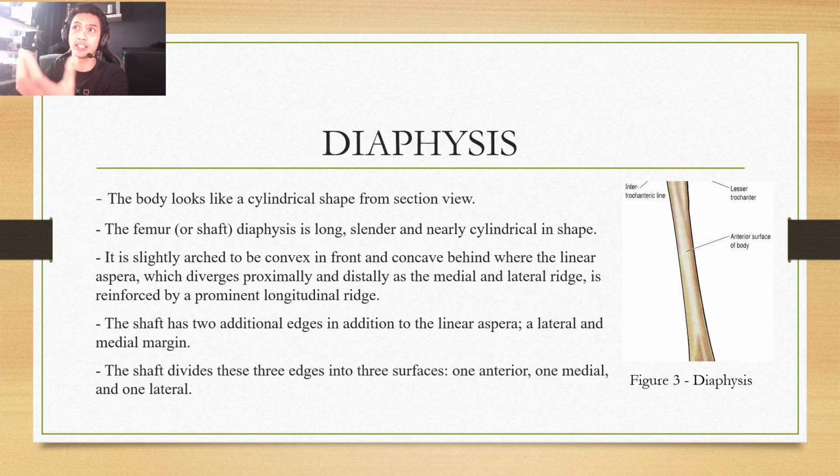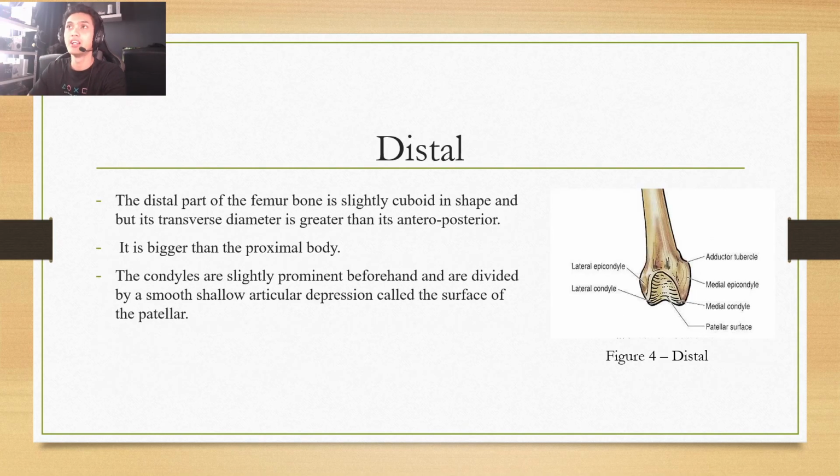The second one is the diaphysis. The diaphysis is the body of the femur bone, and it has a cylindrical shape, as you can see on the right side, figure 3. The shaft has two additional edges in addition to the linea aspera and a lateral and medial margin. The third one is the distal. The distal is the lower part of the femur bone, and it is bigger than the proximal body.